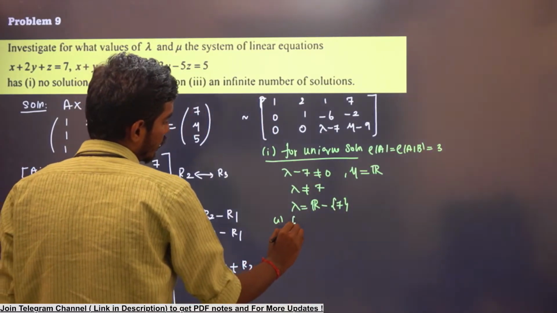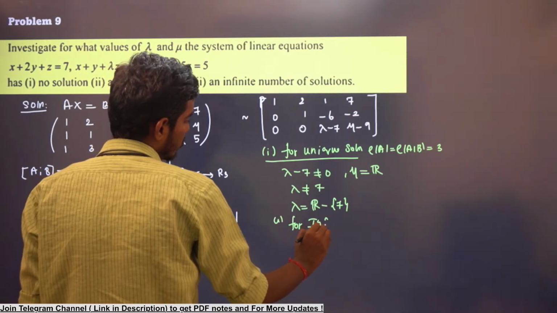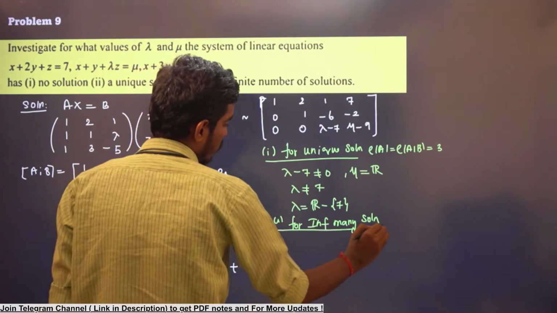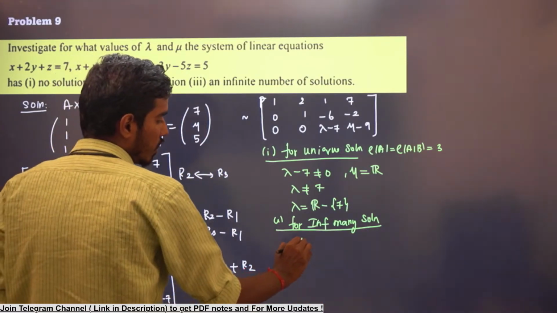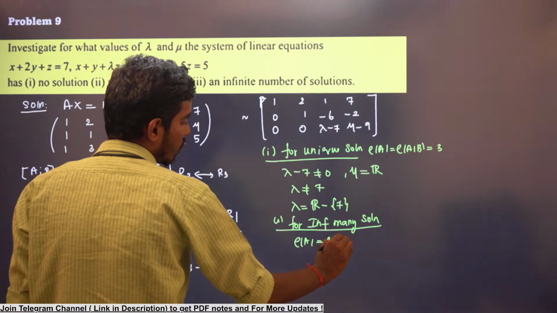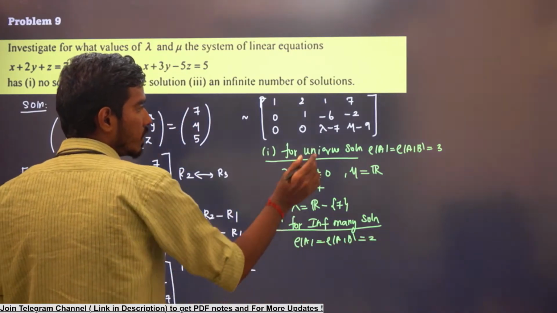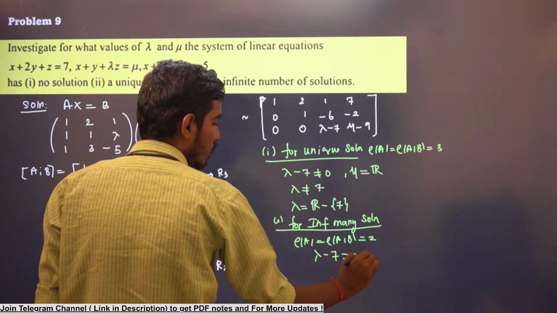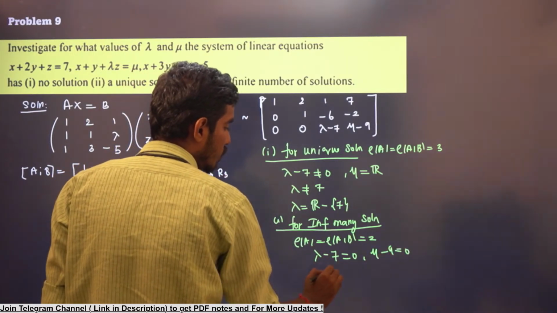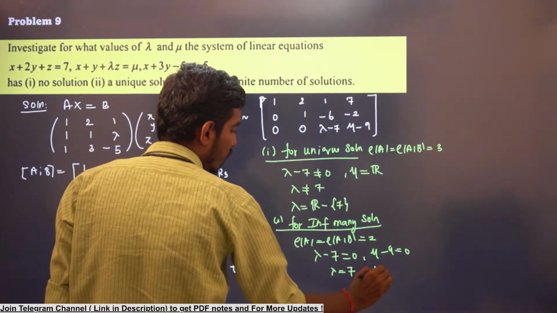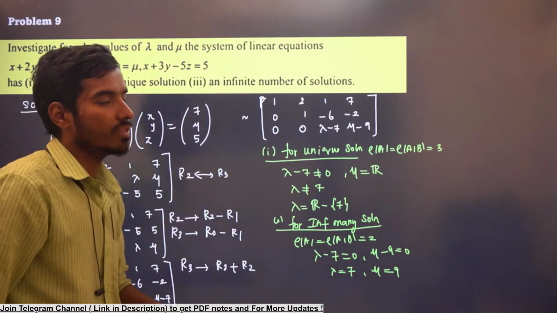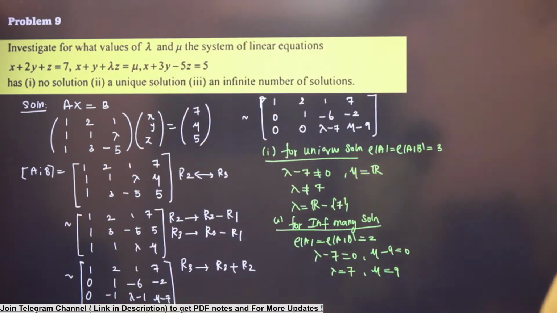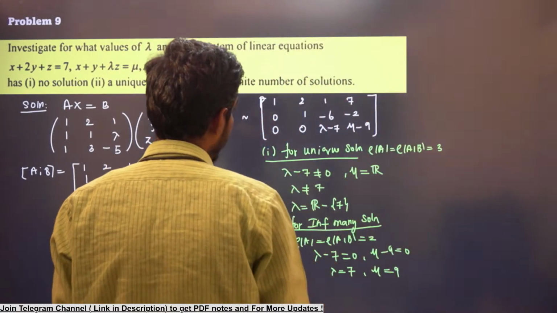Now for infinitely many solutions, rank of A and rank of A comma B both have to be equal to 2. That means this has to be 0 and this has to be 0. So lambda minus 7 has to be 0 and mu minus 9 has to be 0. You put lambda equal to 7 and mu equal to 9, then this will be 0 and this will be 0. So rank of A and rank of A comma B are both equal to 2. In that case you will have infinitely many solutions.